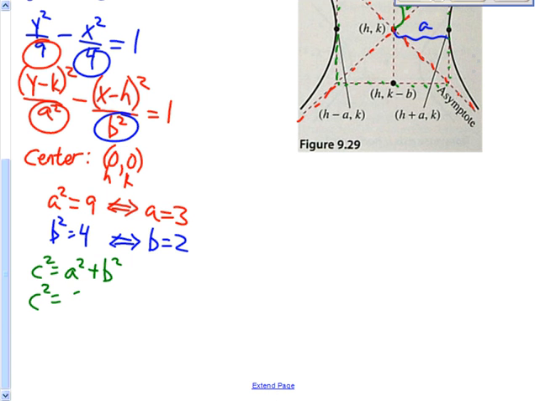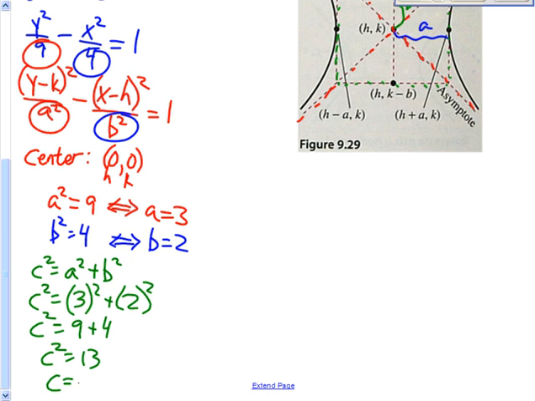Our a is 3. Of course, it's squared, right? Our b is 2. Oops, I already squared it. Sorry. Our b is 2. In other words, b squared is 4. So c squared is 9 plus 4. c squared is 13. c is the square root of 13, plus or minus square root of 13. We know it's a distance, so it's positive. Square root of 13. All right, let's start drawing this thing.